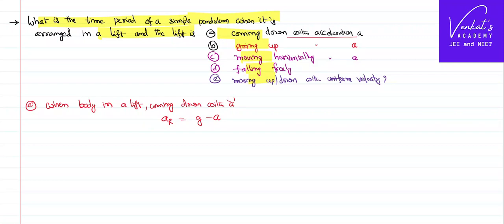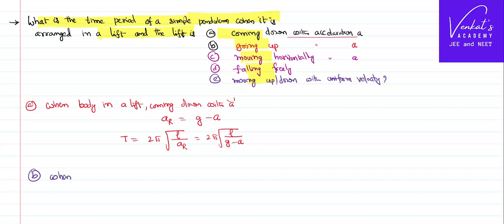That's because the normal reaction acts in an upward direction. We have discussed this in the laws of motion. I'm just giving you the concept here. So what happens to the time period in that case? Time period T equals 2 pi into root of L by G at effective acceleration, that is 2 pi into root of L by G minus A. That's the first case.